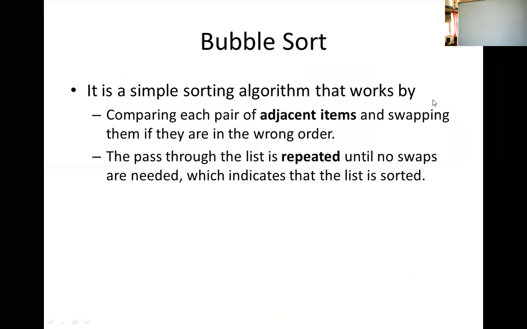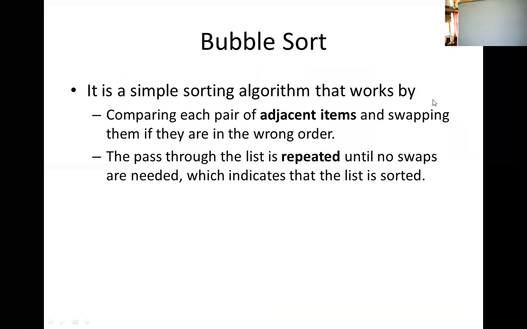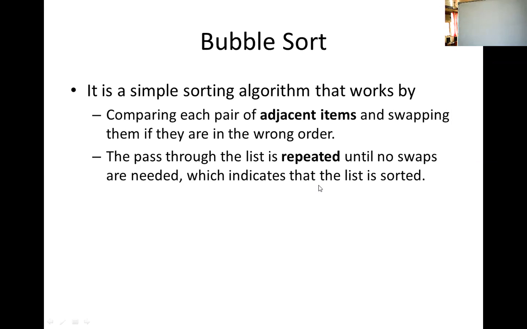It is a simple sorting algorithm which compares each pair of adjacent items and swaps them if they are in the wrong order. The elements next to each other are called adjacent elements, and we will be swapping if they are in the wrong order. Meaning if they are not in ascending order, since we have to sort in ascending order. Wrong order means they are not in ascending order, or in descending order, whatever you are finding. The pass through this list is repeated until no swaps are needed, which indicates that the list is sorted.